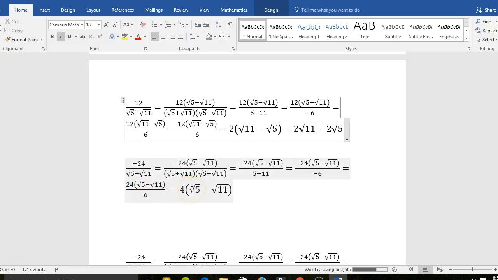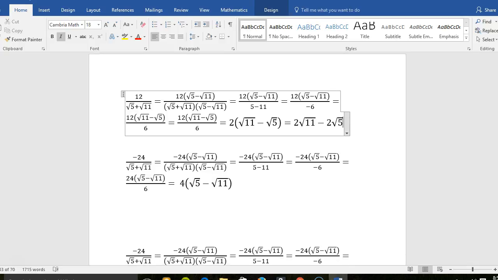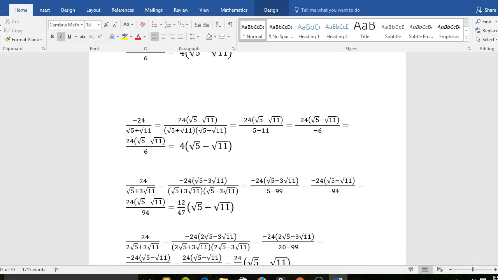And notice it stays in this order. It's still radical 5 minus radical 11, because the negative, before it ever had a chance to go through this, got killed by this other negative right here. Okay, so there's that. And I really should say canceled. That would be the more appropriate term. But anyway.